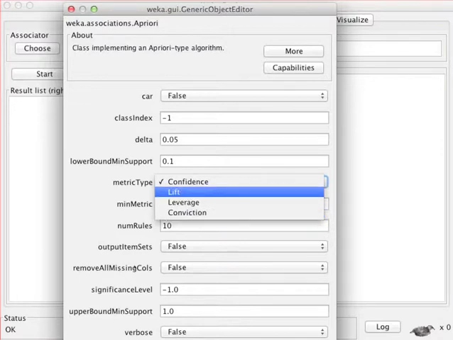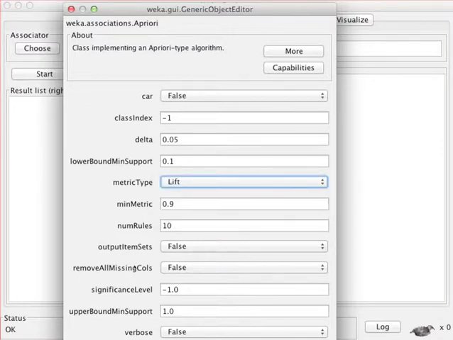I'm being merciful. We're not talking about conviction. But if we use lift, remember that we want to use a metric that's going to be bigger than 1. So a lift of 1 is statistical independence. That means it's not a good rule. So our metric needs to be bigger than 1 for lift.